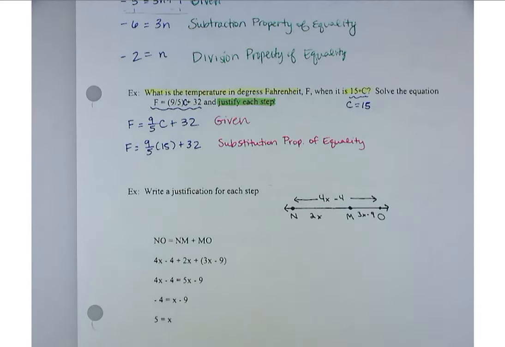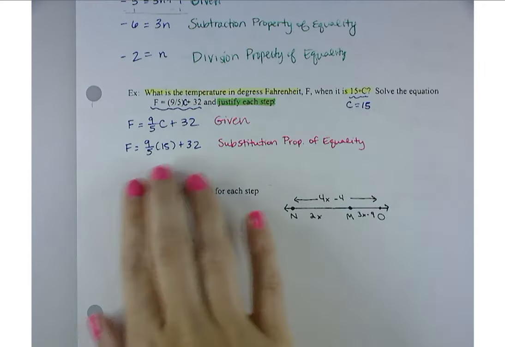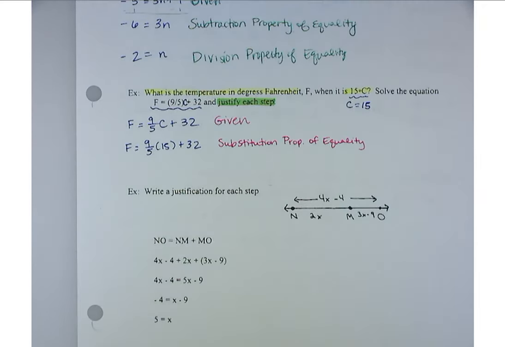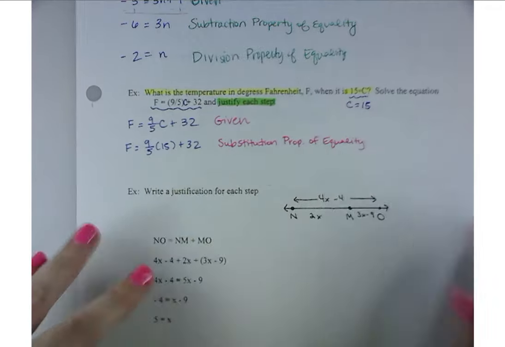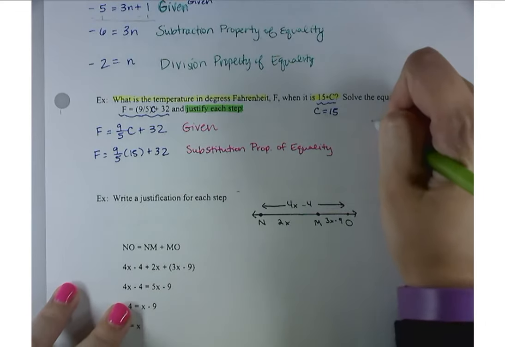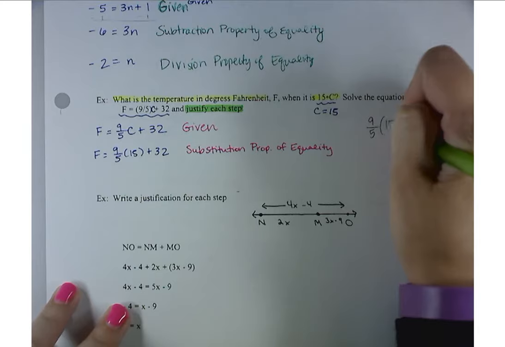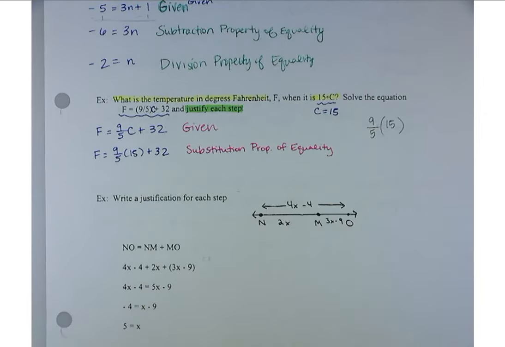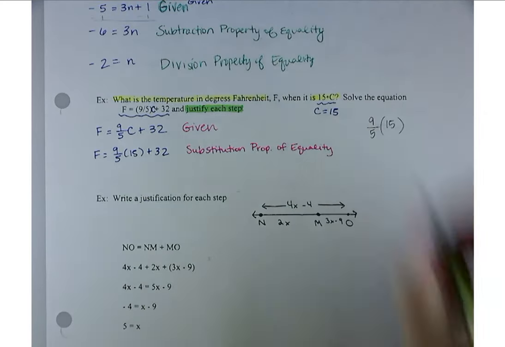Okay, so now what we're going to have to do is simplify. So I can multiply 9/5 times 15. We're going to do that without a calculator, so we're going to do that on the side over here. If you do 9/5 times 15, you can think of 15 as what? 15 over 1. Yeah, 15 over 1.